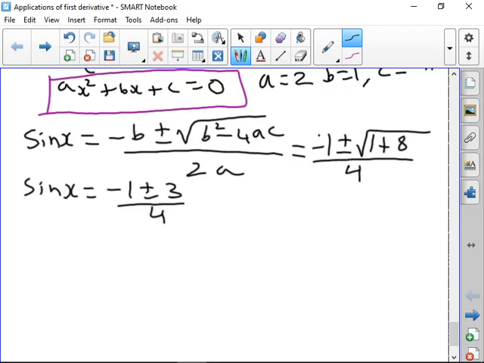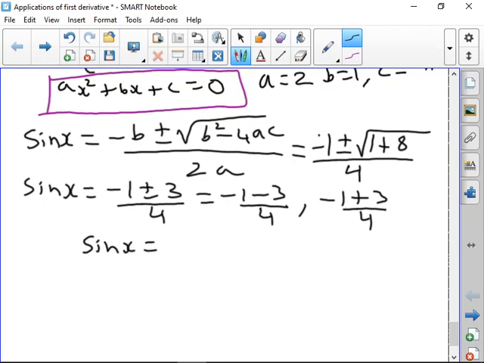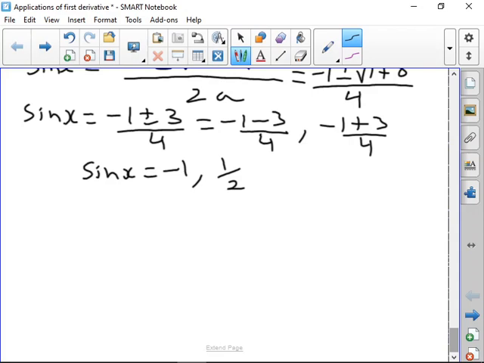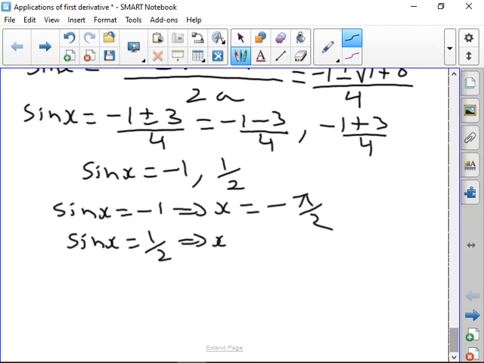So what are the values? It is equal to minus 1 minus 3 by 4 or minus 1 plus 3 by 4. So what are the values of sin x? Sin x is equal to minus 4 by 4 is minus 1. Minus 1 plus 3, 2 by 4 which gives you 1 by 2. Therefore, when sin x is equal to minus 1, we get x is equal to minus pi by 2. And when sin x is equal to 1 by 2, we get x is equal to pi by 6.